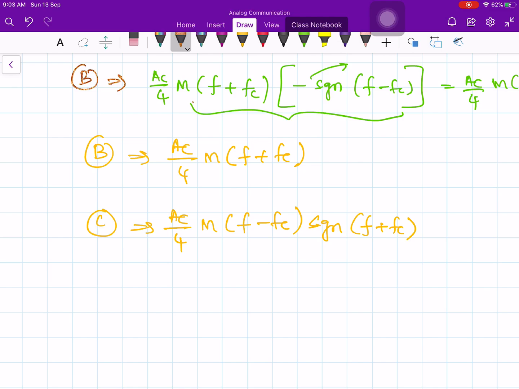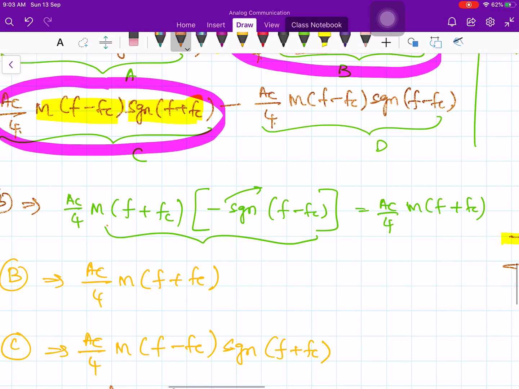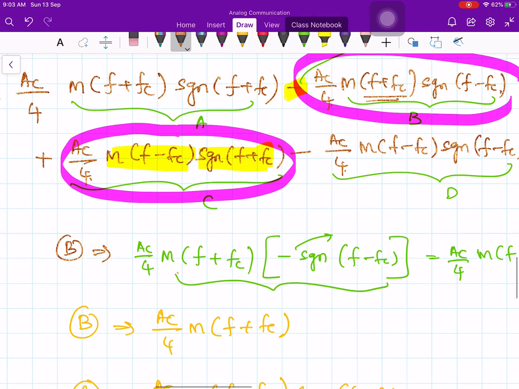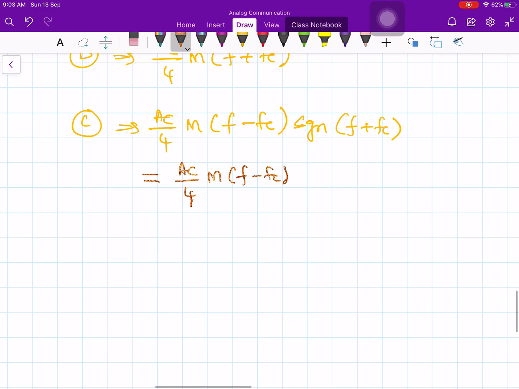Okay, fine. So this will be equal to AC by 4 m of f minus fc. So I have two terms from B and C. That's it. Okay, so now let us look at the D term and the A term. Let me take the A term first. AC by 4 m of f plus fc signum of f plus fc. What is the A term? The A term is AC by 4 m of f plus fc signum of f plus fc.